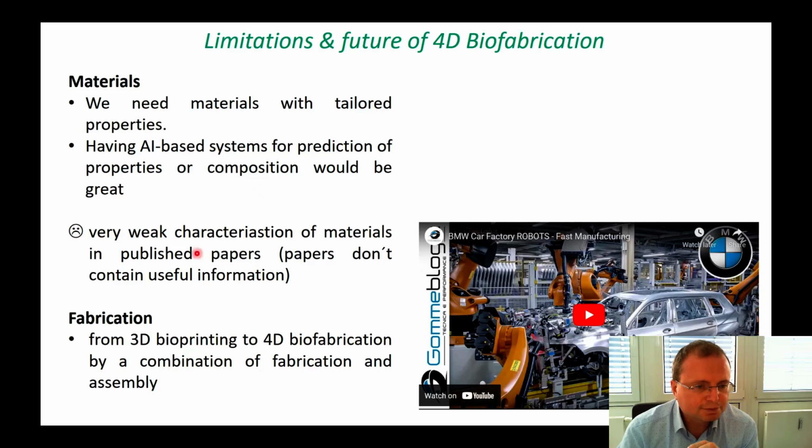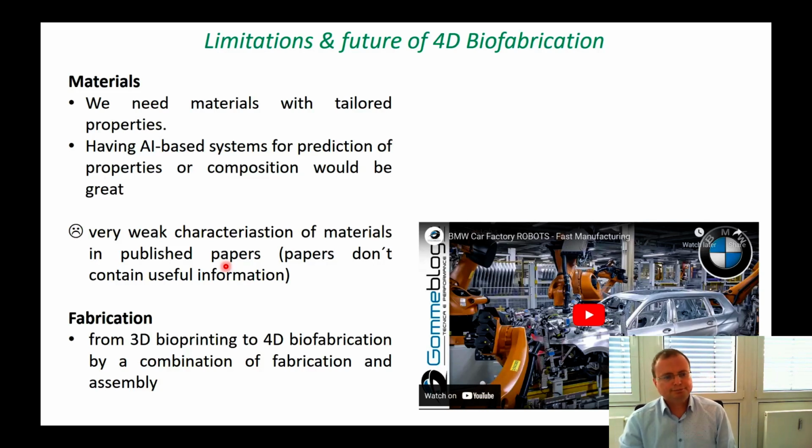One of the main problems in this field is that the way the materials are characterized in the papers makes prediction using artificial intelligence very weak. Materials are often not properly characterized, or their characterization is insufficient. So practically we need much more information about the materials than is contained in the papers.